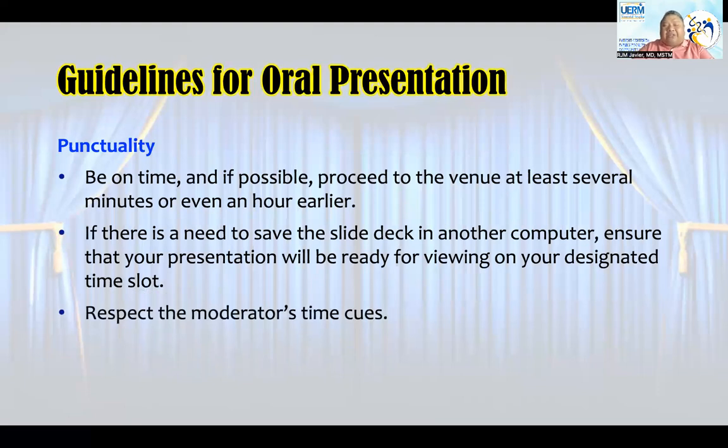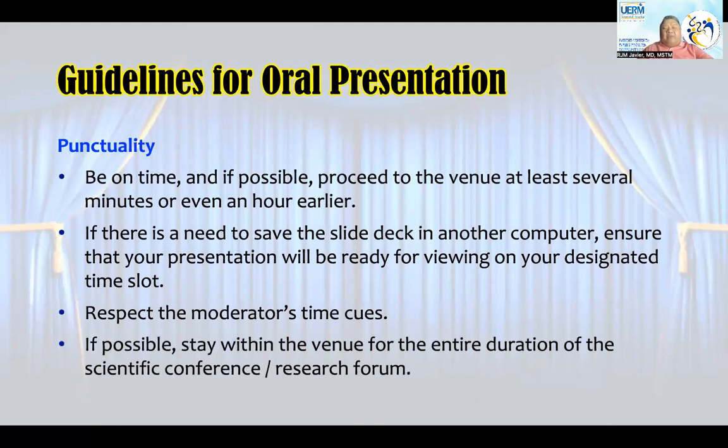Respect the moderator's time cue. Sometimes when you are presenting, whether you're looking at the audience or a technical panel or a crew member, they would raise signages: last 10 minutes, last 5 minutes, last minute. So they would raise these signs. And it's important that you take note of these so that if you are lagging behind the schedule, you could adjust the pace of your presentation to make it still effective while meeting the time constraints given to you.